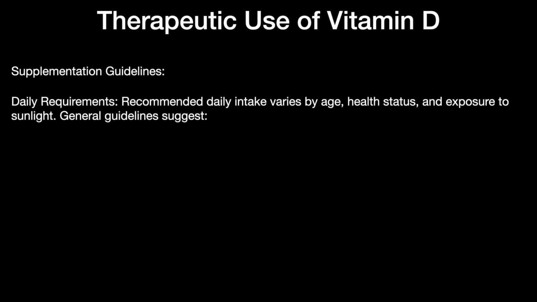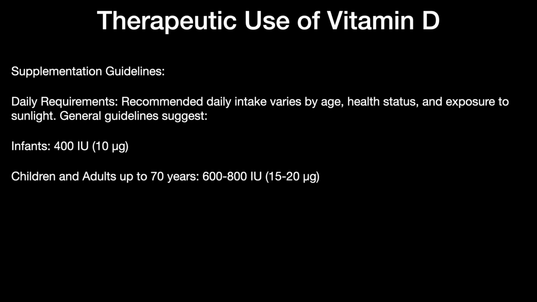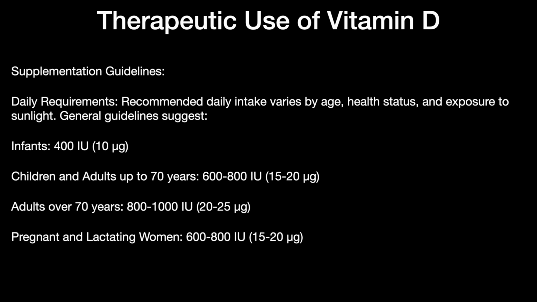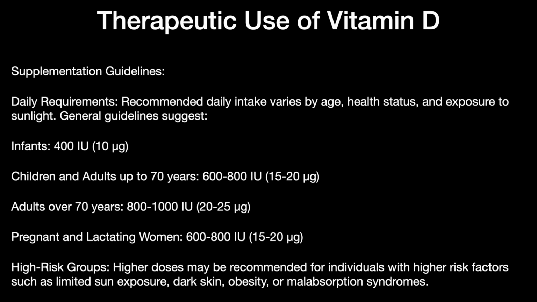Daily requirement is changing based on the age, health status, and sunlight exposure. The general guideline is infants 400 international units, children and adults up to 70, 600 to 800 international units. Adults more than 70 years, up to 1000 international units can be taken. Pregnant and lactating, it is 600 to 800. High risk groups may be recommended for patients who are having the limitations that we have already discussed. In those, we can give a higher supplementation also.